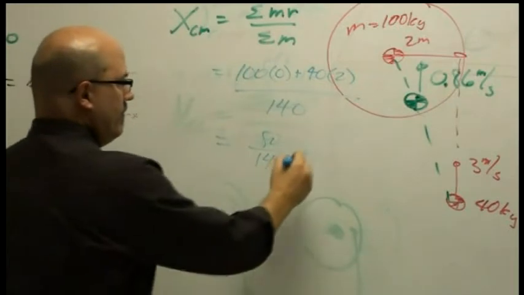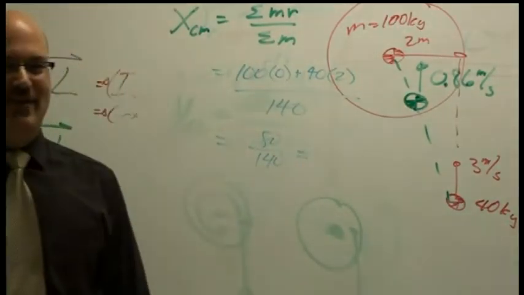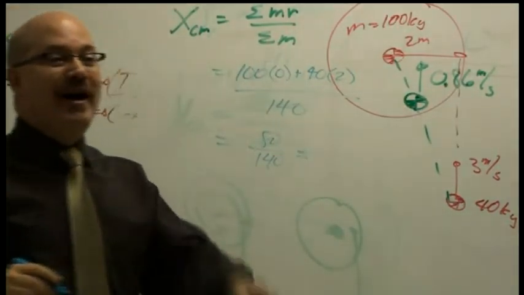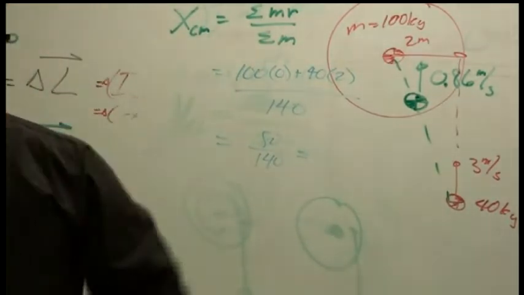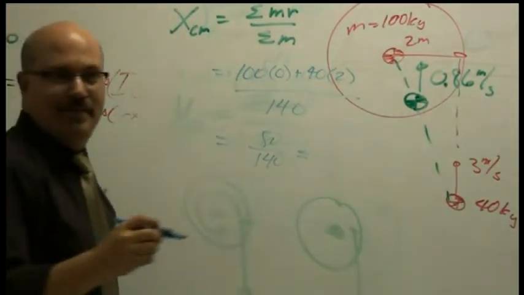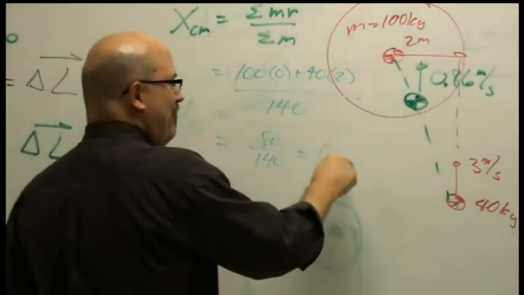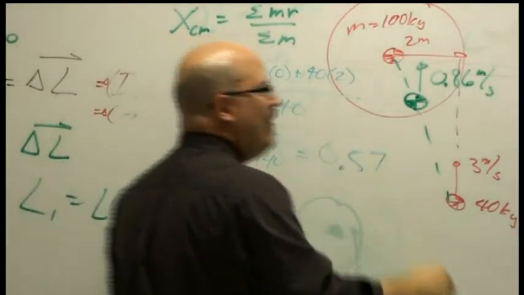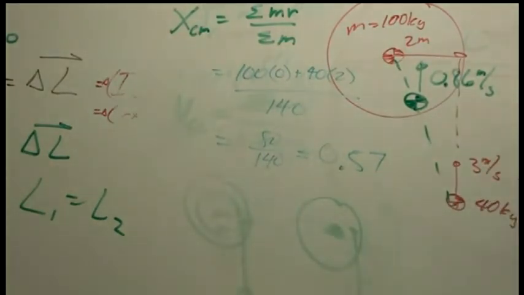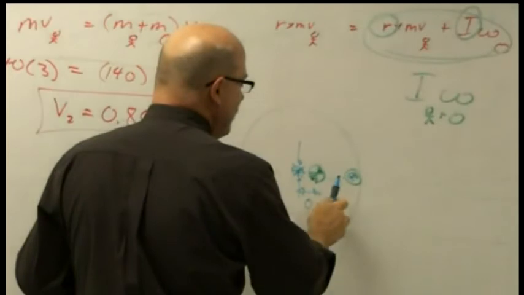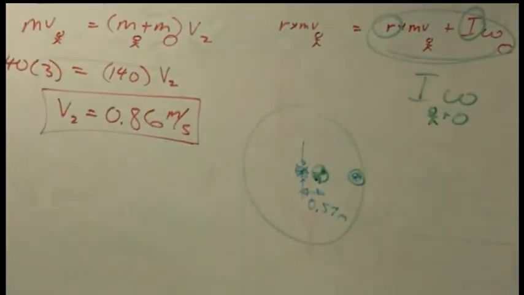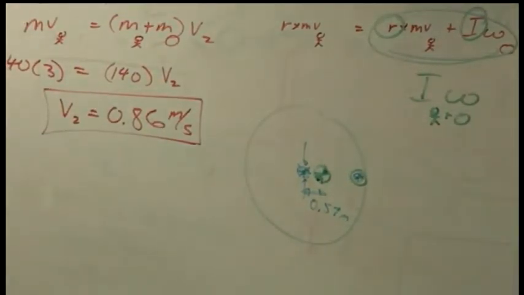What's 8 divided by 14? What's 4 divided by 7? It's 0.57. Okay, everybody, so here's our center of mass: 0.57 meters. Now let's figure out our new moment of inertia about that point.